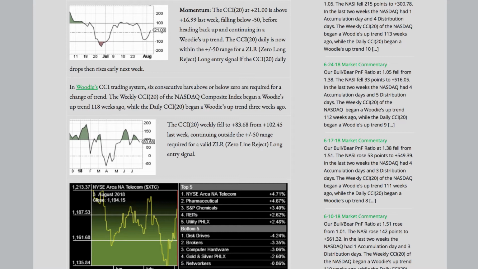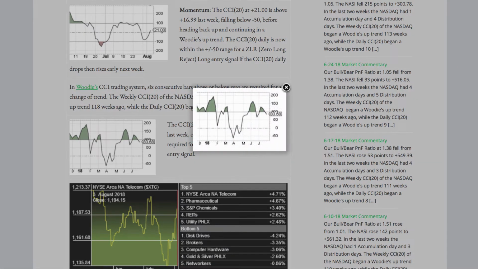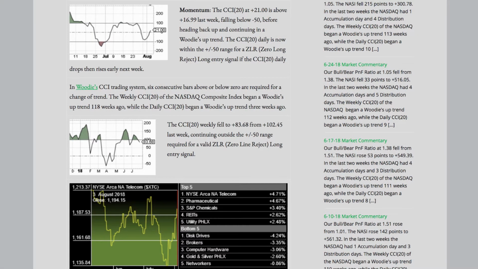The weekly CCI 20 of the Nasdaq Composite Index began a Woody's uptrend 118 weeks ago, while the daily CCI 20 began a Woody's uptrend 3 weeks ago. The CCI 20 weekly fell to a negative 83.68 from a positive 102.45 last week, continuing outside the plus or minus 50 range required for a valid zero-line reject long entry signal.